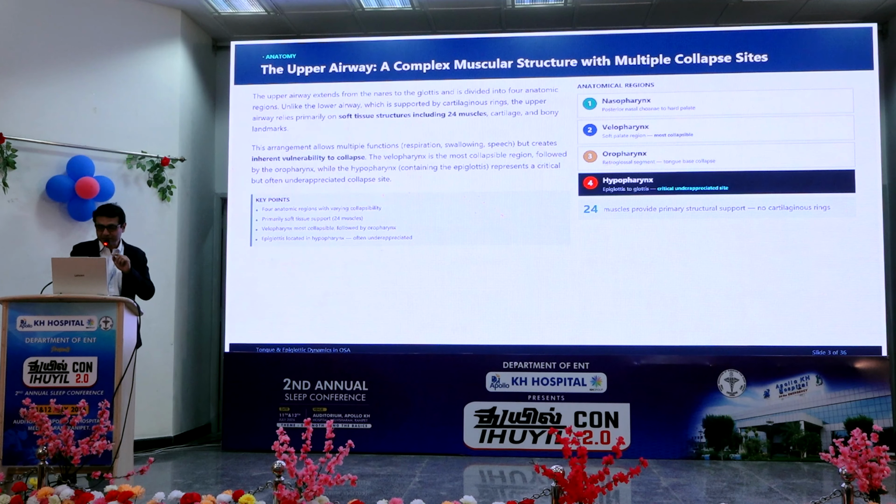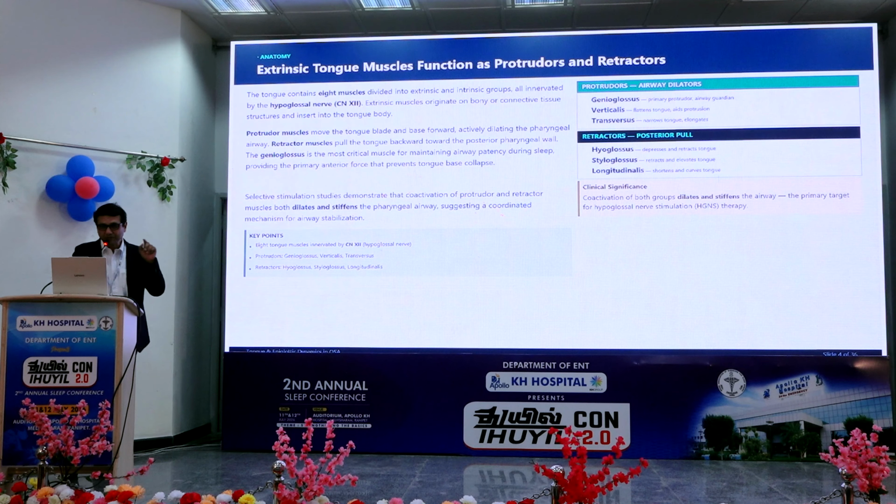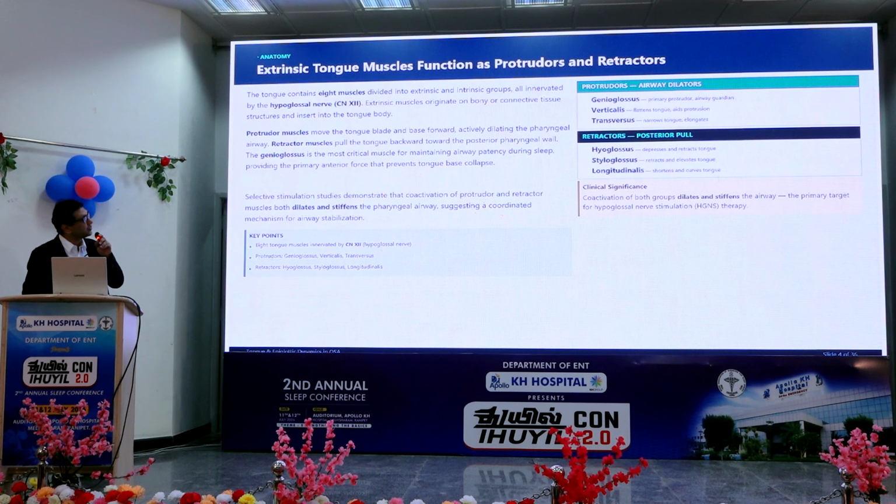The muscles of the tongue are divided into extrinsic and intrinsic muscles. The extrinsic muscles play an important role as protruders as well as retractors. The protruders are the genioglossus muscle, verticalis and transverse. There are 8 muscles, 4 intrinsic and 4 extrinsic, all innervated by the hypoglossal nerve. The protruder muscles move the tongue blade and base of the tongue forward, actively dilating the pharyngeal airway. The retractor muscles pull the tongue backwards towards the posterior pharyngeal wall.